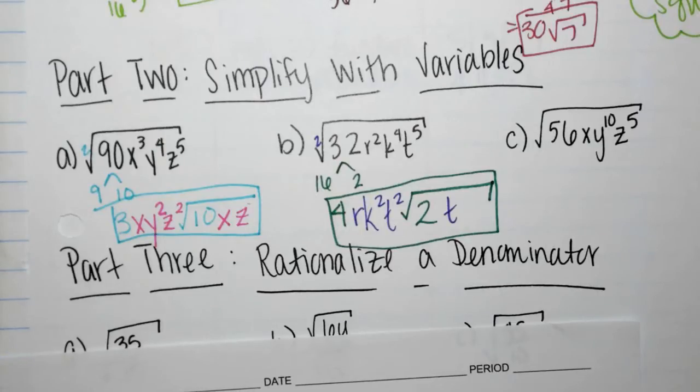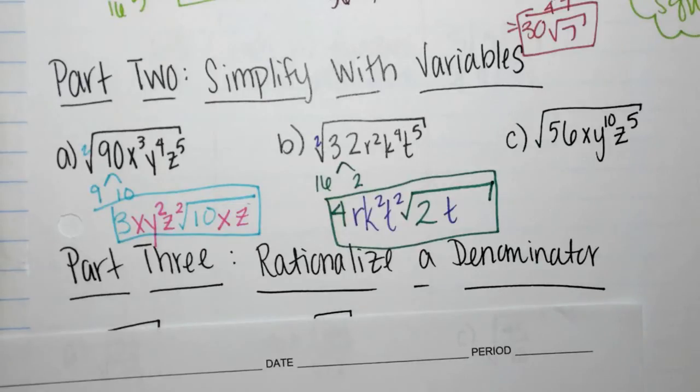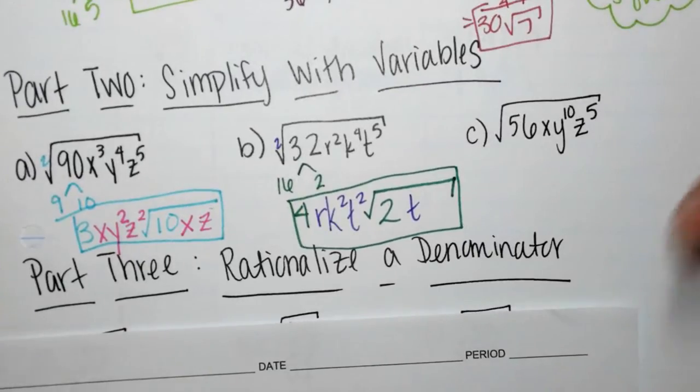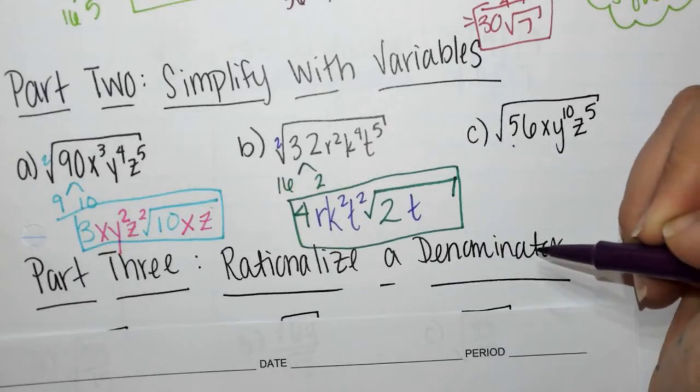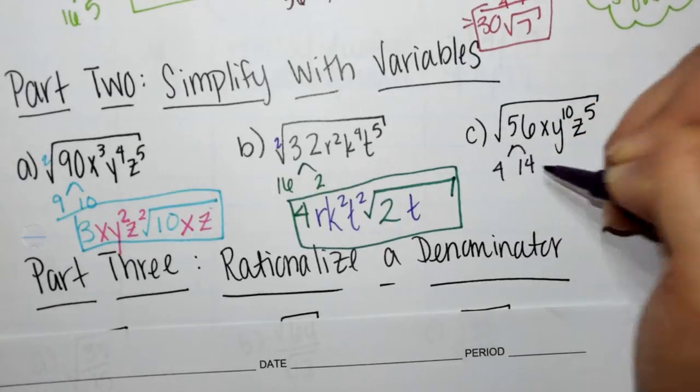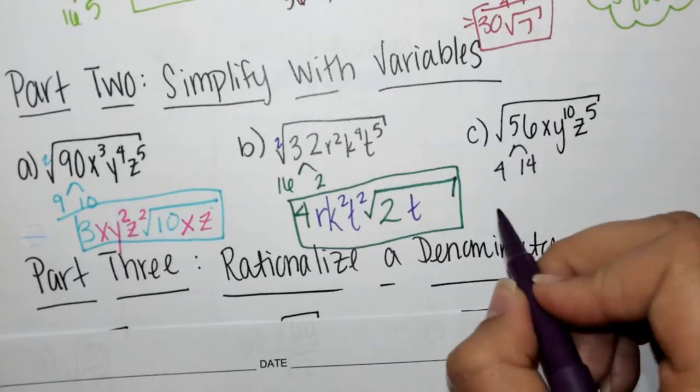All right, now let's look at C. What's the biggest perfect square that goes into 56? 14 is not a perfect square. Well, 4, my bad. 4 and what? 14. Okay. All right, and then the square root of 4 is?